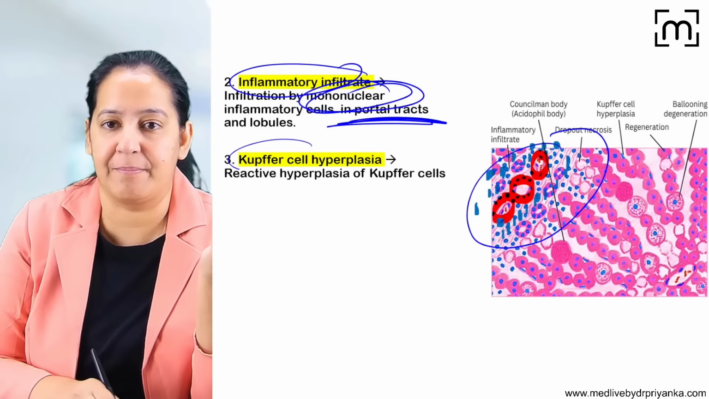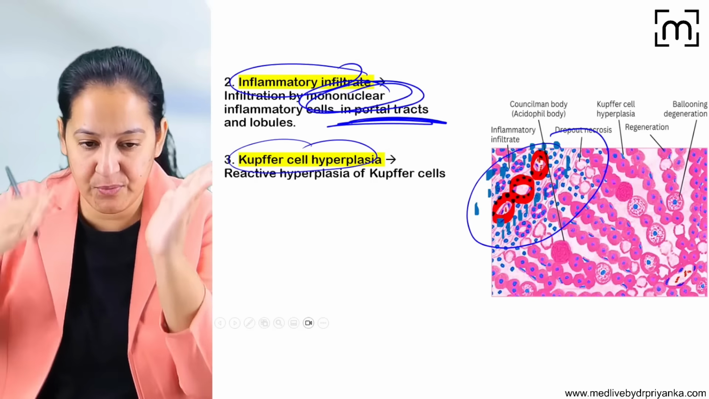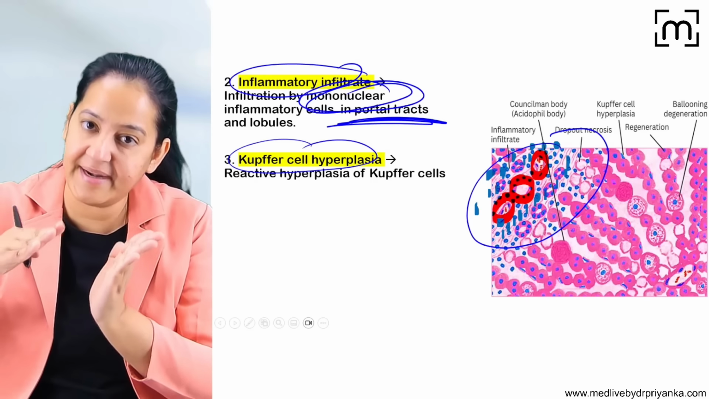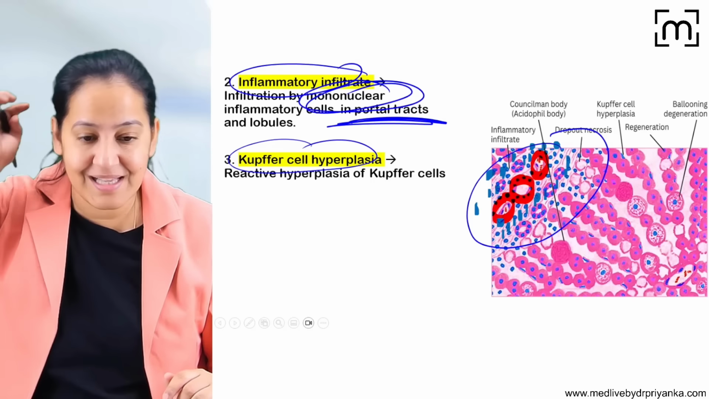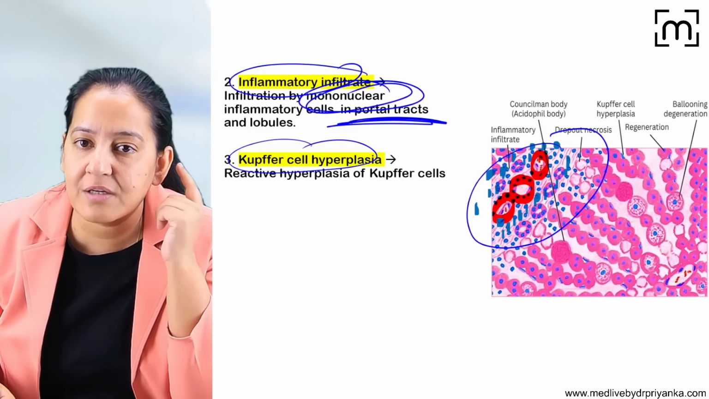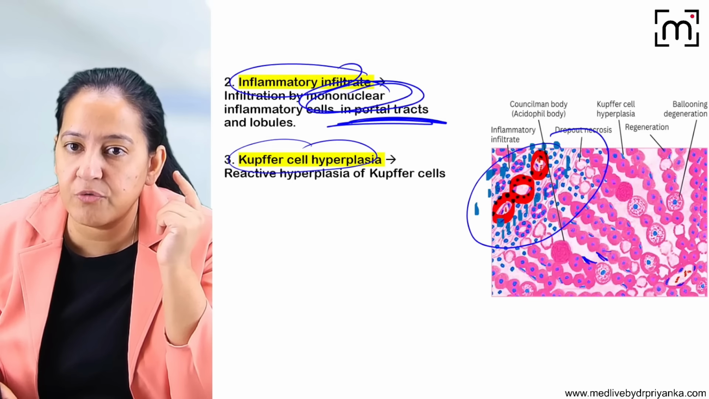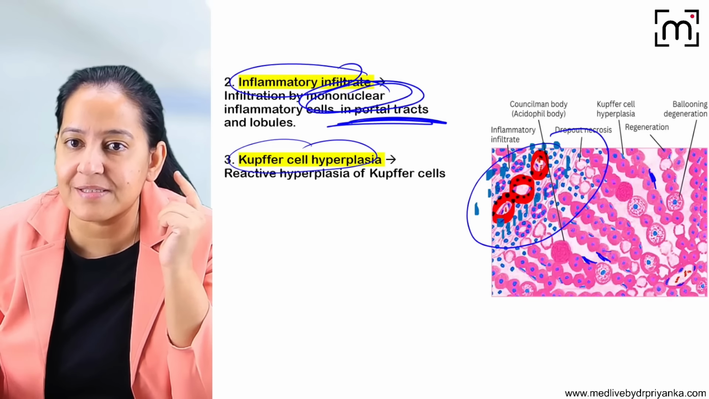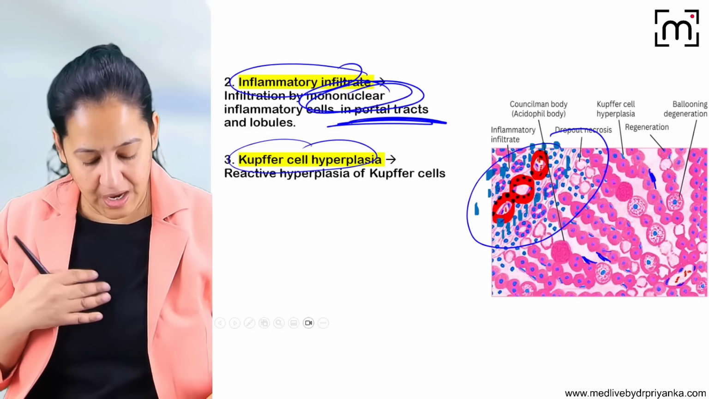And Kupffer cell hyperplasia. Can you see a few Kupffer cells? Between 2 rows of hepatocytes, we have a sinusoid, and sinusoids are lined by endothelial cells with interspersed Kupffer cells. So these are the Kupffer cells. Can you see Kupffer cells? We can see them in many places. Kupffer cell hyperplasia is there. So I will draw it for you.